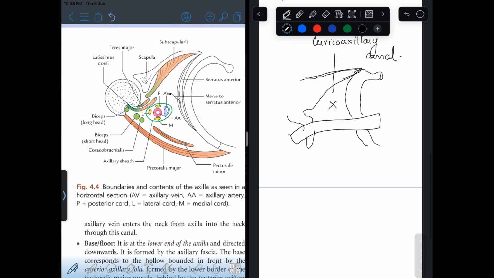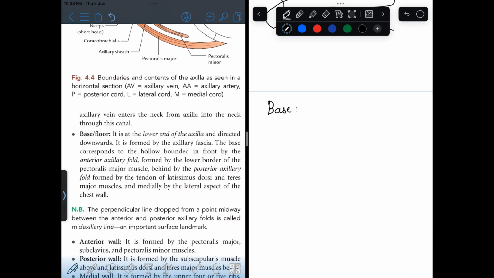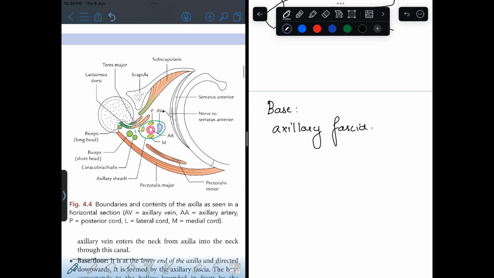Now moving on to the base or the floor. The base is at the lower end of the axilla, and it is formed by the axillary fascia. The base corresponds to a hollow, and in front we have the anterior axillary fold, and behind is the posterior axillary fold. The anterior axillary fold is formed by the lower border of the pectoralis major, and the posterior axillary fold is formed by the tendon of the latissimus dorsi and the teres major muscles. So that is about the base or the floor of the axilla.